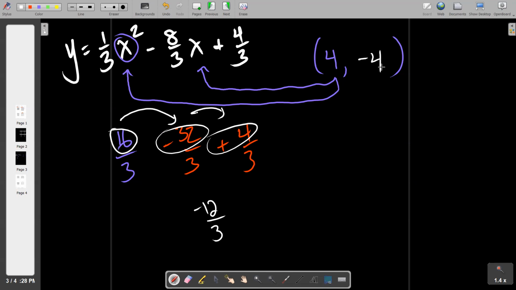That's what it is. It's a minefield of basic skills torment. But when all of the smoke clears and you see it, you go, okay, finally, thank God I have a vertex. So now you're going to go on your graph to the point 4, negative 4.